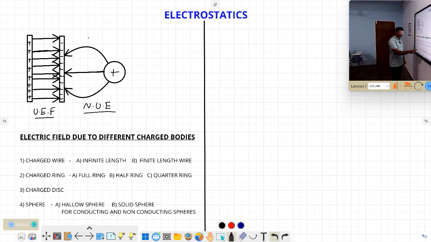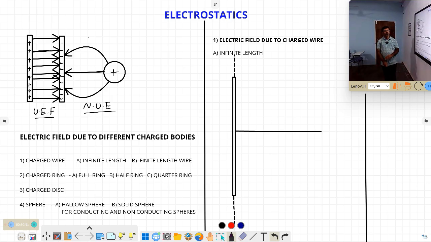Here also there are two conditions we are going to discuss, most important: conducting sphere and non-conducting sphere. Just before, we discussed that electric lines of force will not pass through a conductor, but will pass through an insulator. Insulator means non-conductor. Based on that, we have different conceptual applications. You need to understand the derivations and the equation part of it. Now we are going to discuss each one. After this, we will go for the next topic.